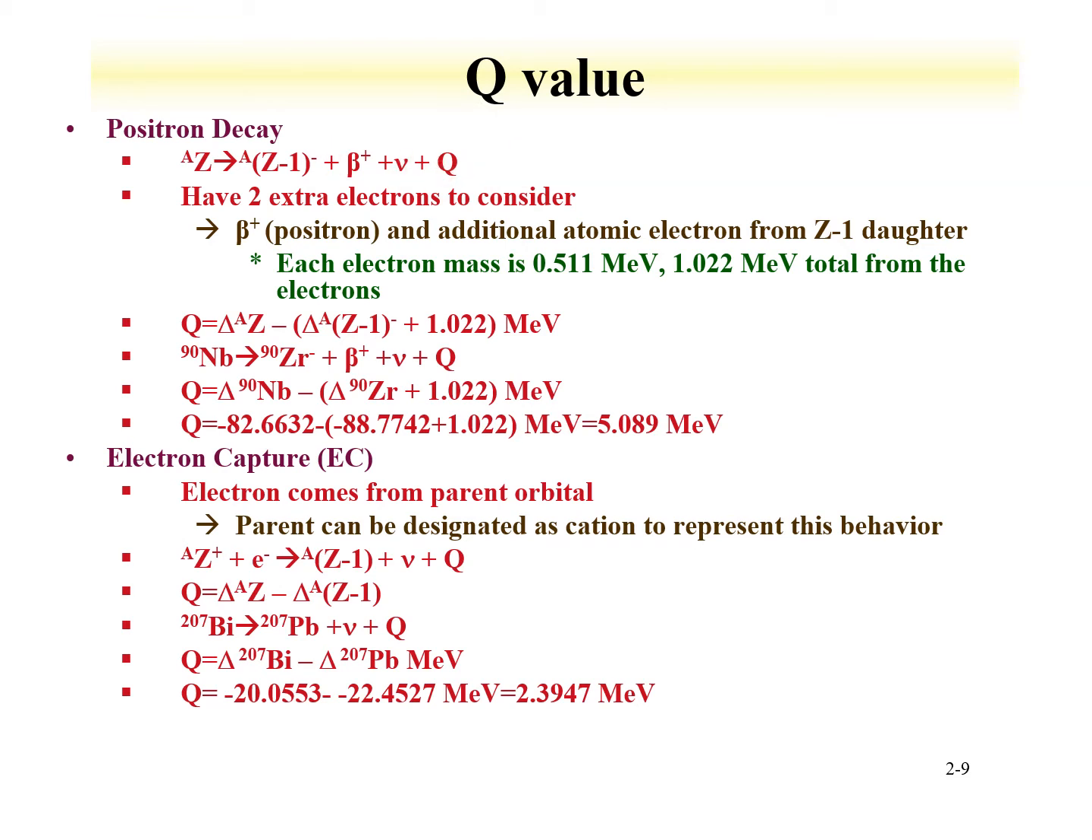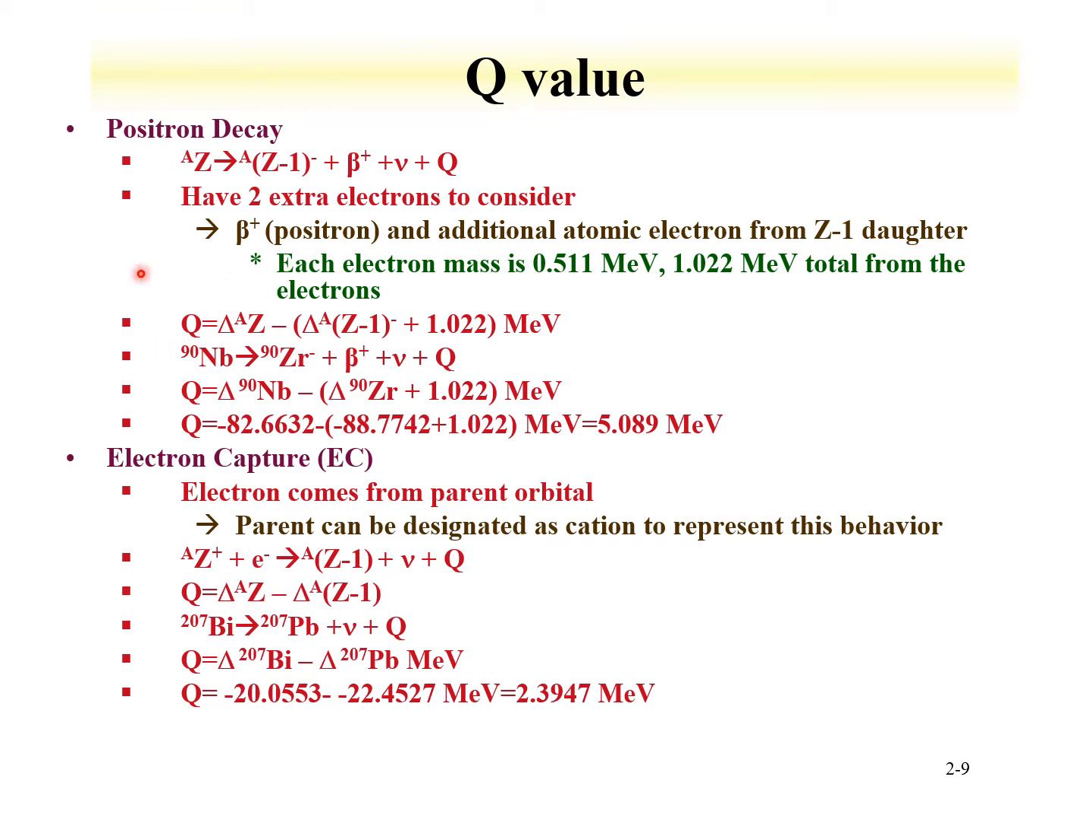So let's consider the Q value. Fundamentally, we have 2 extra electrons to consider. I have this atom that decays. I've taken a proton and converted it to a neutron, so this atom has an excess electron. This positron that comes out, we'll also treat as an electron. So we have 2 extra electrons to consider: the positron, and an additional electron from the daughter. The mass of each electron is 0.511 MeV, so we need to consider this term, 1.022 MeV total from the electrons.